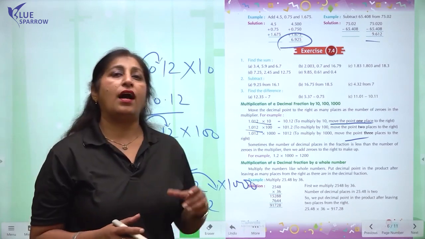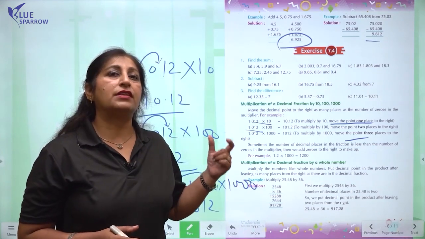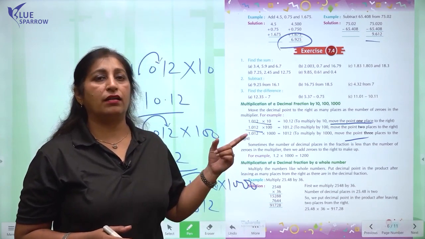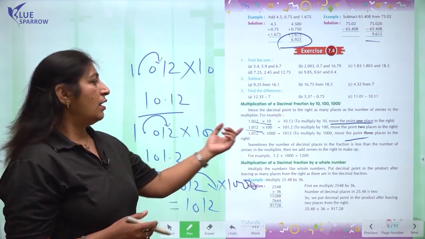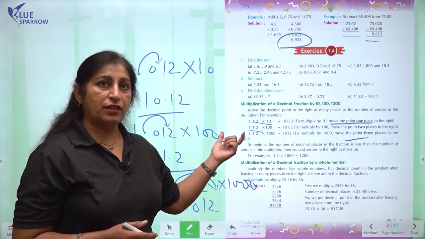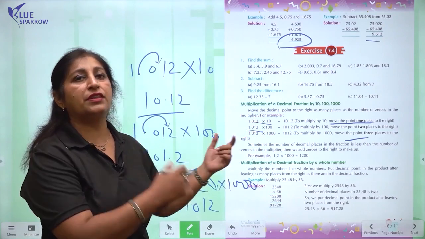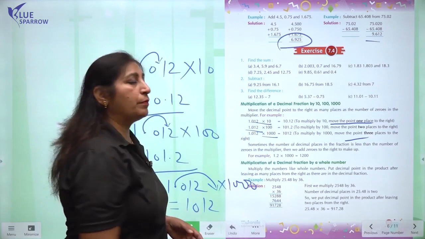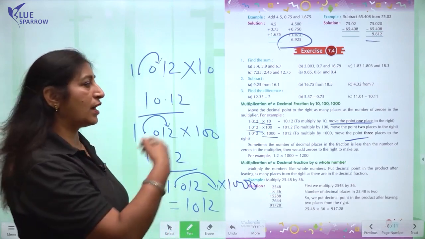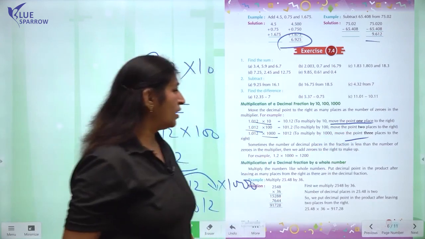So whenever you are asked to multiply a decimal fraction with 10, then shift the decimal by 1 place to the right hand side. If you are asked to multiply a fraction with 100, shift the decimal to the right hand side by 2 places. And in case of multiplication with 1000, shift the decimal to the right hand side by 3 places.